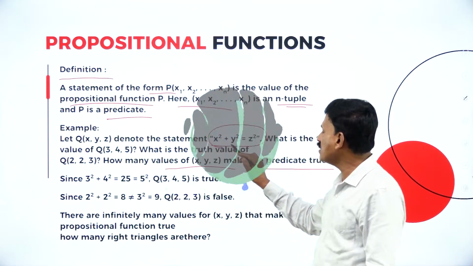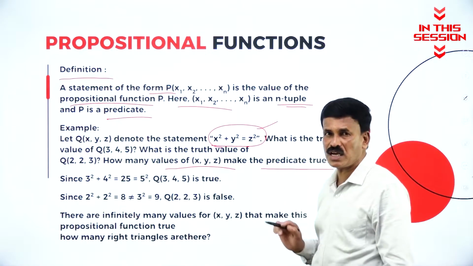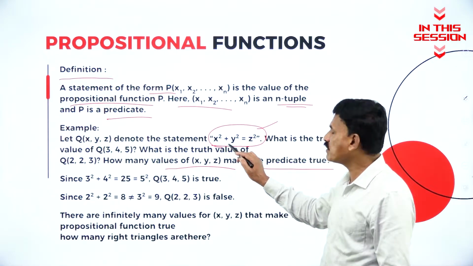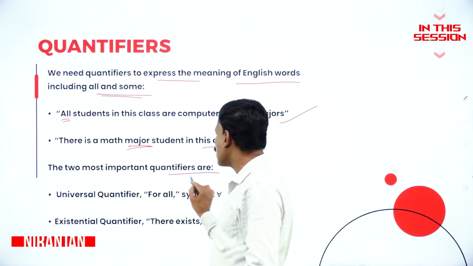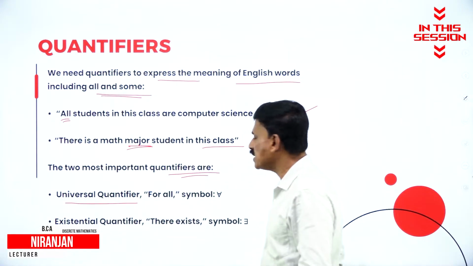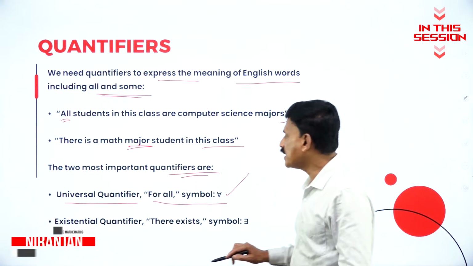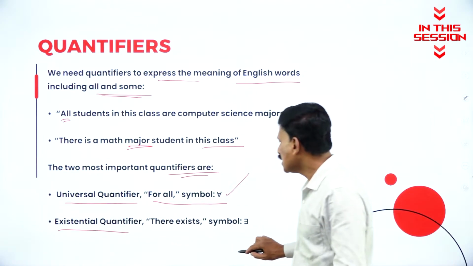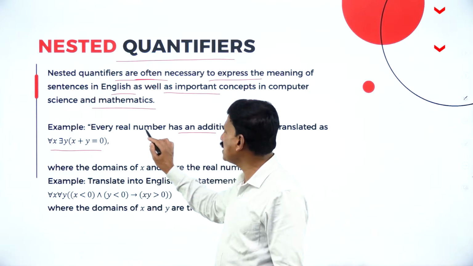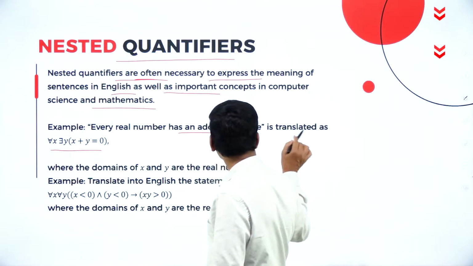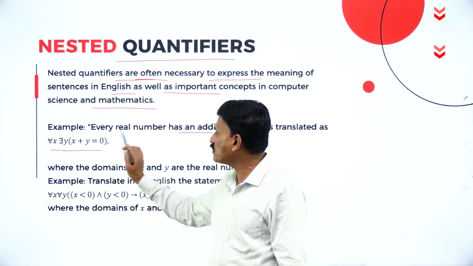So if we assign the values of x, y, z as 3, 4 and 5, if the statement is valued, if it is true, check whether it is true or false. So the two most important quantifiers are universal quantifiers, that is for all, symbolically we will represent for all, and the existential quantifiers, there exists, which is denoted symbolically. What is the statement? We have given every real number has an additive inverse, translated as for all x there exists y such that x plus y is equal to 0.